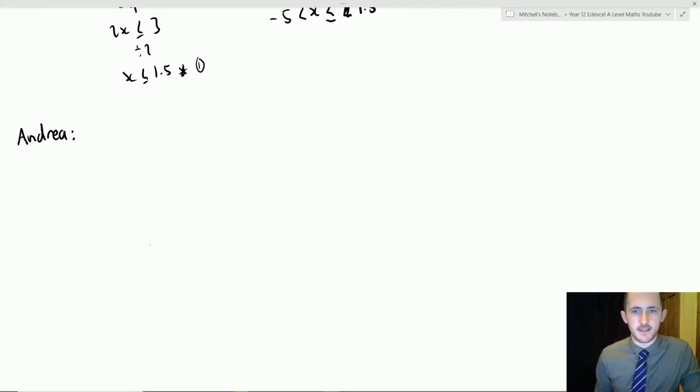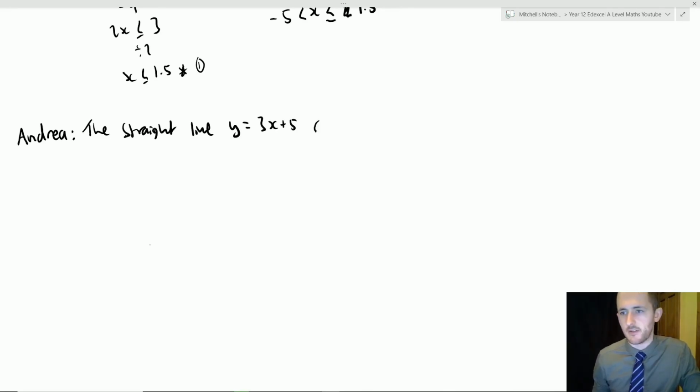All it says is the straight line y equals 3x plus 5 does not meet the curve. And again, this is an exam question that comes up a decent amount. x squared minus kxy minus 3.